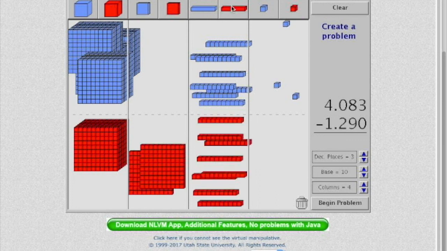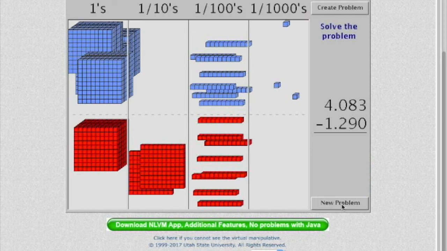Now, don't forget to hit begin problem. Now, we really don't have any issues here, do we? No. 3 minus 0 is just 3. But here we do have an issue. We've got more hundredths on the bottom, so there's nothing here in the next place value. So I have to go over. Watch me, and you're going to understand why there's a 9 and then a 10 and then a 9.